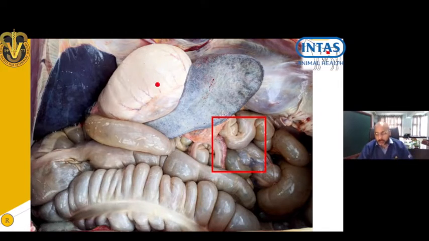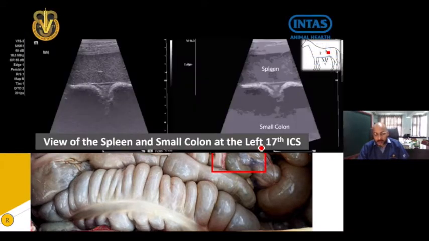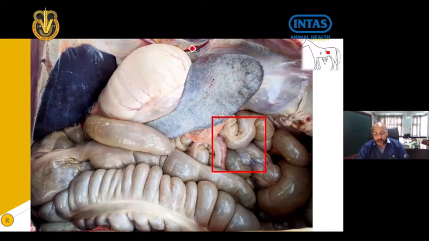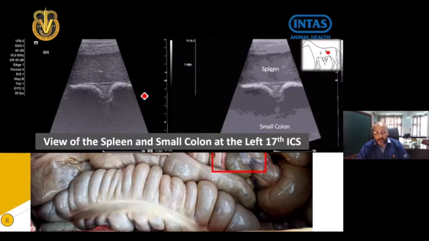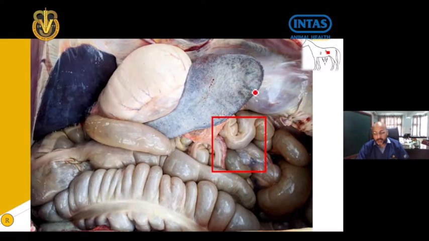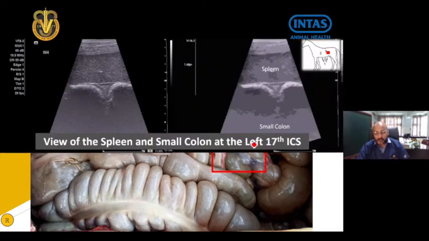Now coming here, this is the fourth window. This is again the intestines in relation, on the left side here. This is the small colon here. When you scan here, you will find the spleen above. I go back, the spleen above here, and when you fan it, you will find the small colon here. So that is the relation of the spleen and the small colon.